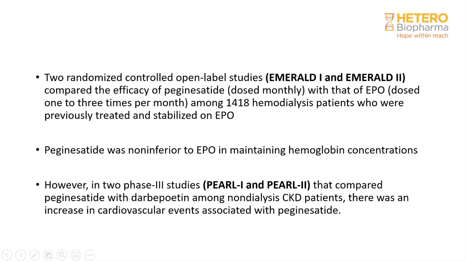The trials done with peginesatide were Emerald 1 and Emerald 2. Again, these were trials which had to be discontinued initially. Emerald 1 and Emerald 2 were in hemodialysis patients, while Pearl 1 and Pearl 2 were compared with darbepoetin. These trials had to be stopped prematurely and withdrawn because patients on peginesatide had higher cardiovascular events compared to placebo, EPO or darbepoetin.